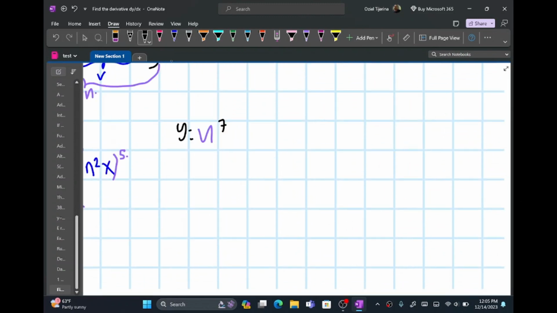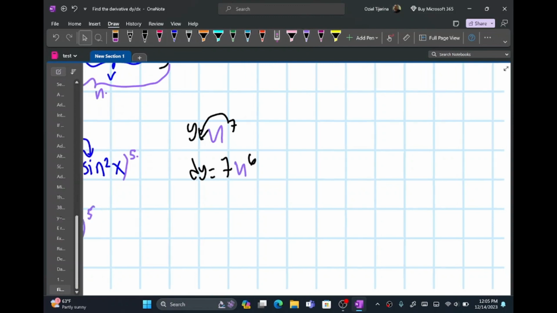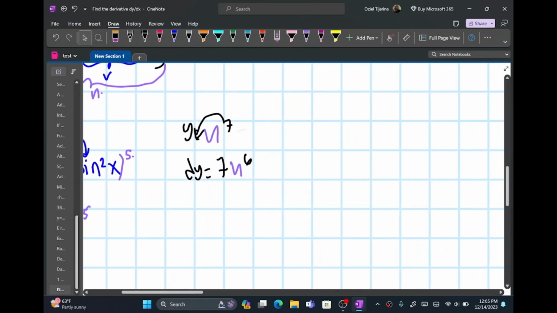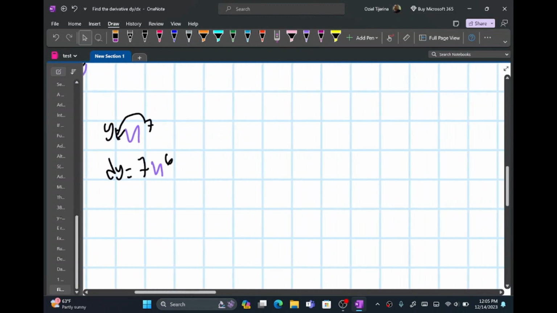I'm going to say dy is equal to, so obviously power rule, right? We bring it down and then subtract 1 on top. So it's going to be 7u to the 6th. But remember, we need to put a du on there because it's with respect to u. So I'm going to say du in another color.